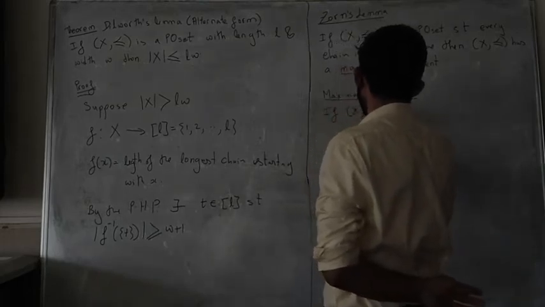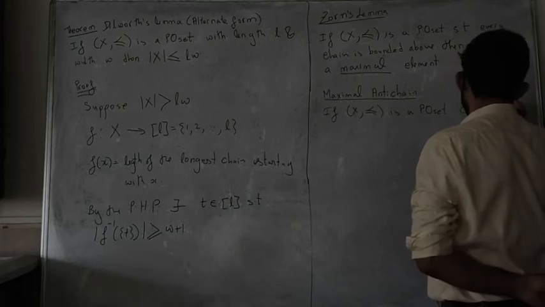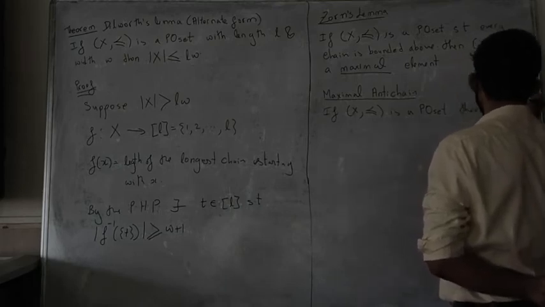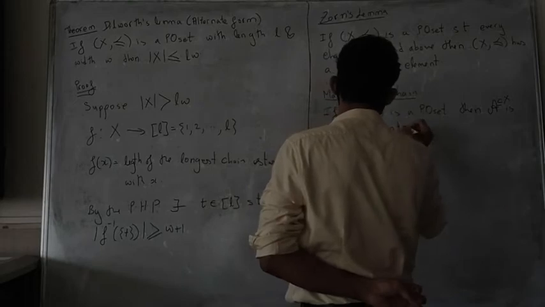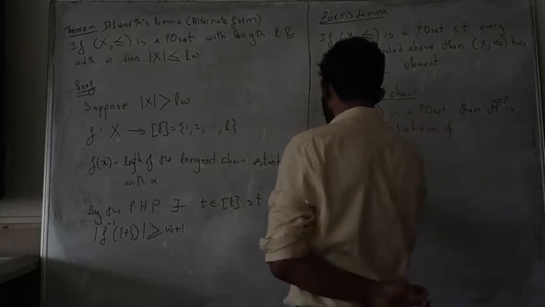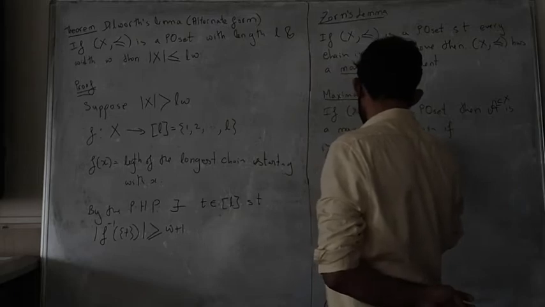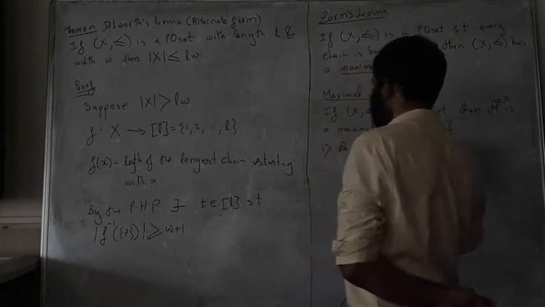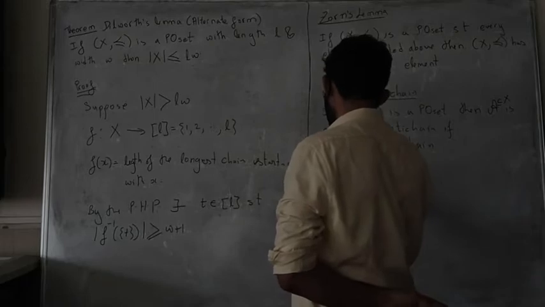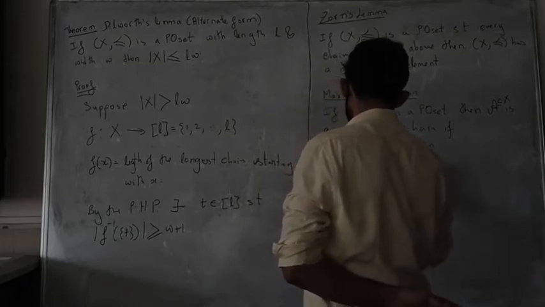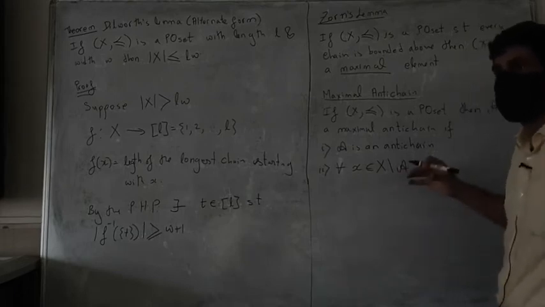If X with less than or equal to is a poset, then let's say A contained in X is a maximal anti-chain if 1, A is an anti-chain on its own, so anti-chain means no two elements of A are related, okay, and 2, for every x outside of A, x should be related to one of these elements. That means I cannot extend this any further, okay.